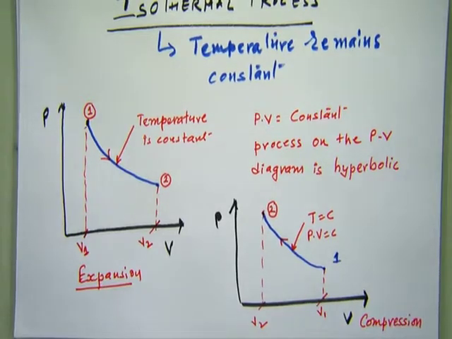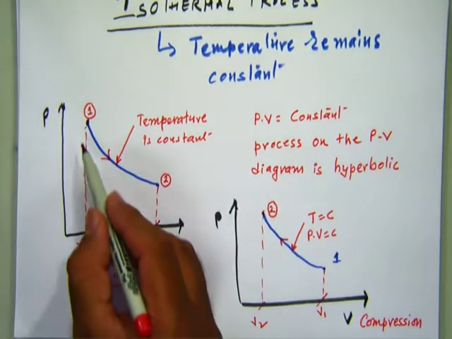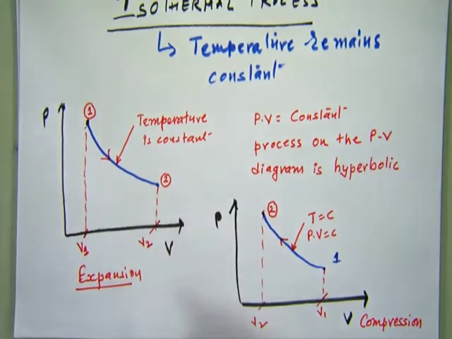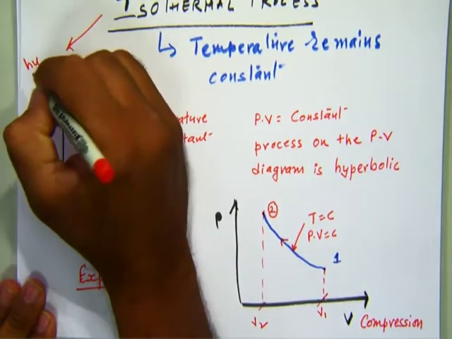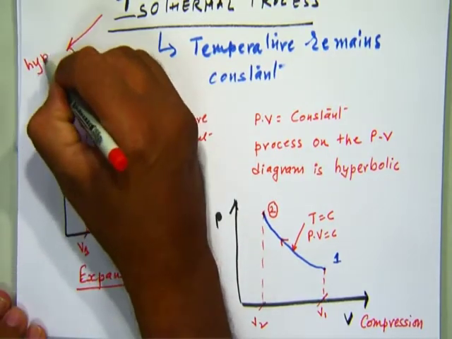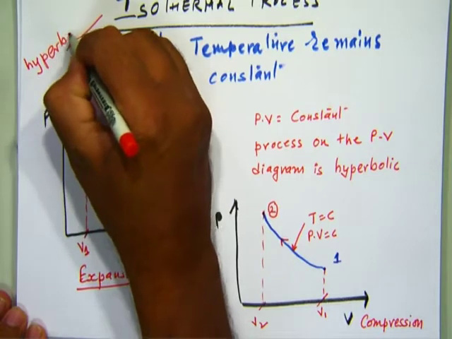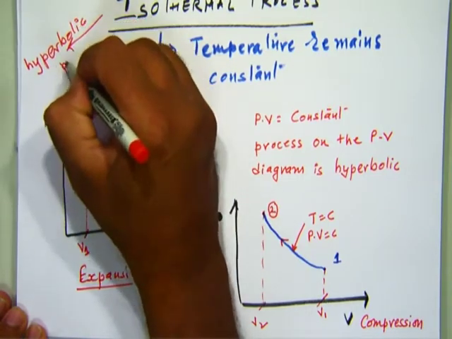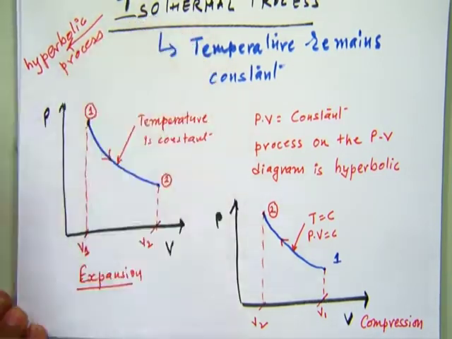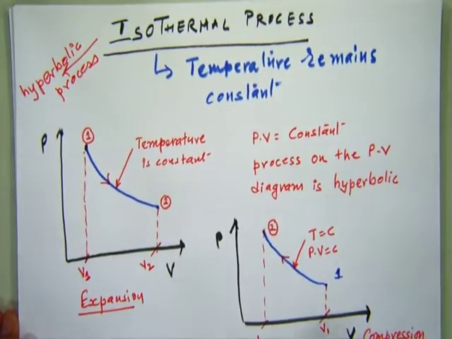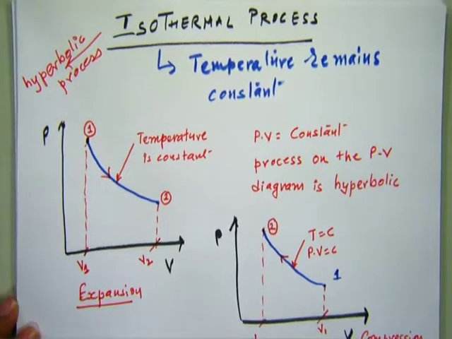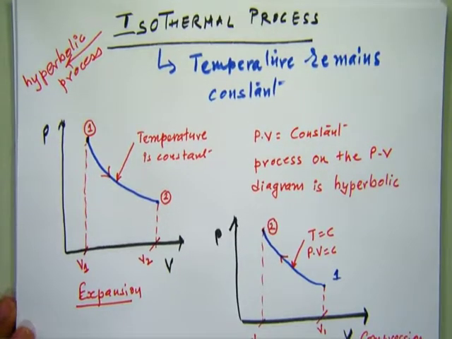Friends, as the curve is hyperbolic, it is also known as hyperbolic process. Isothermal process is also known as hyperbolic process. It is a constant temperature process.